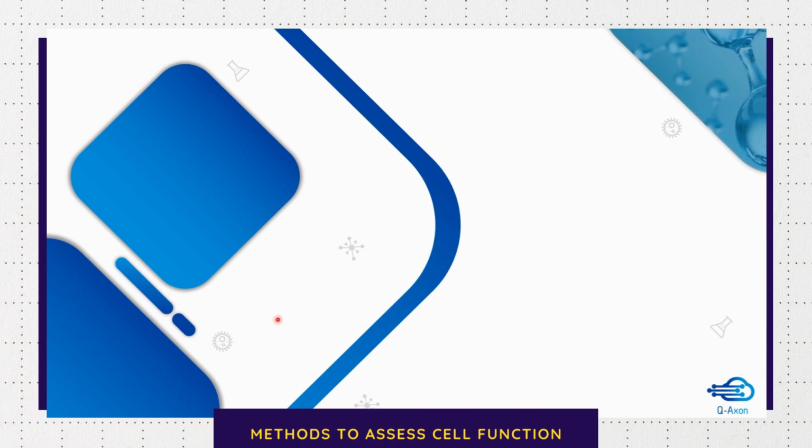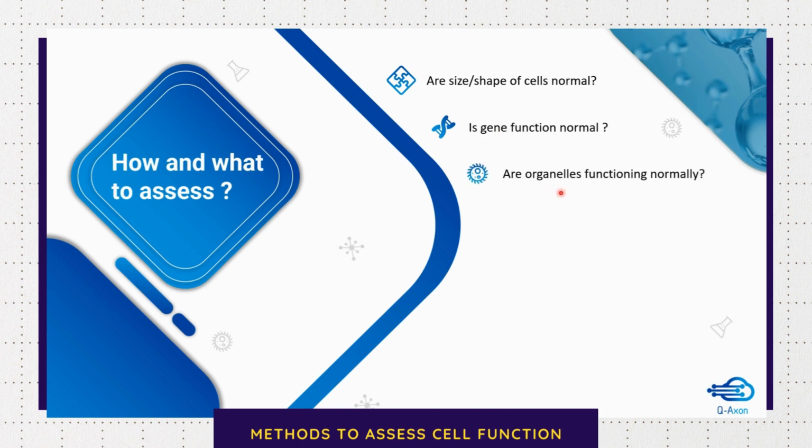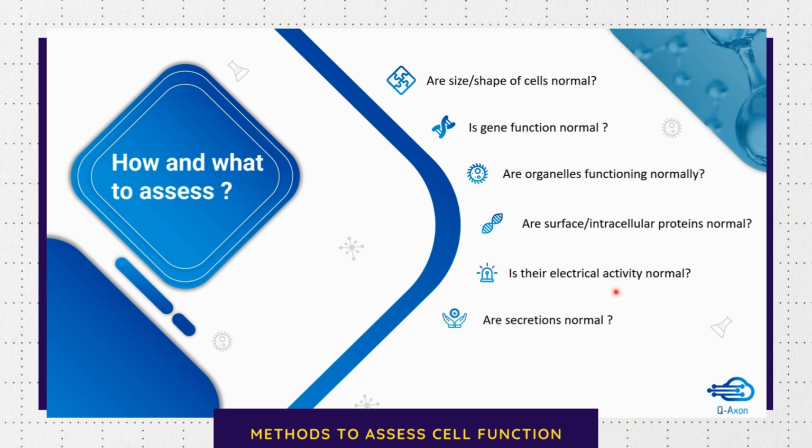So if we know the basic structure and function of a cell, from that we can know what to assess. We can find out whether the size or shape of cells is normal, whether gene function is normal, and whether the organelles present in the cell are functioning normally. Then, are the intracellular and surface proteins expressed normally, or are they deficient? Is the electrical activity of cells, for example neurons or muscle, normal? Are the secretions of the cell really being secreted? We can assess in blood what their concentration is.